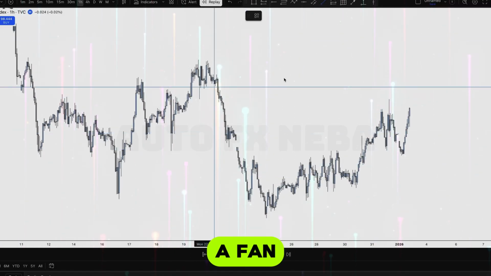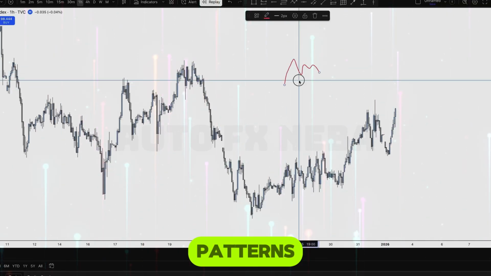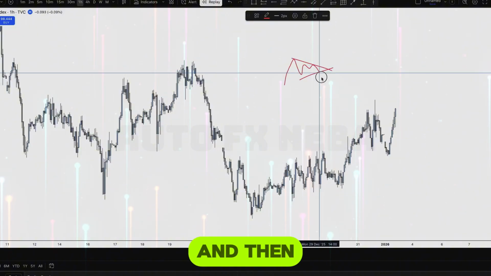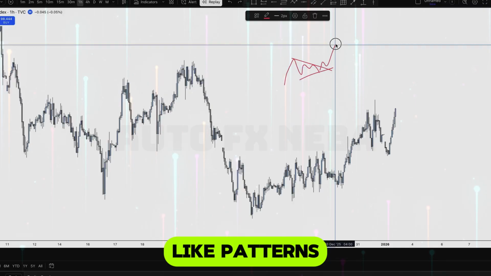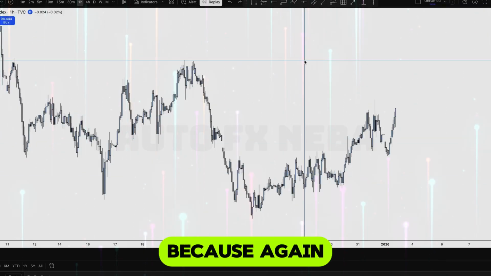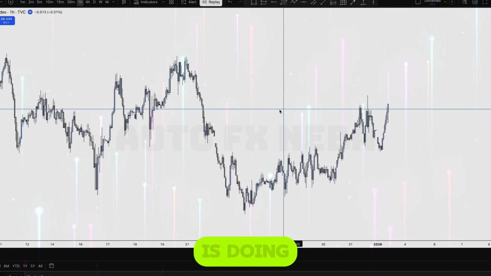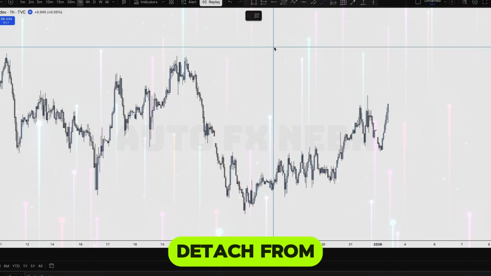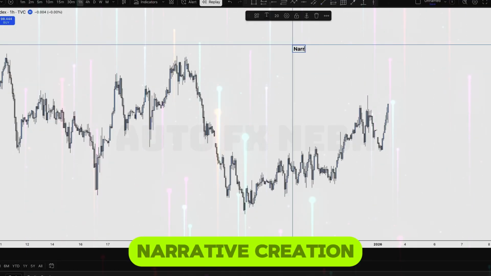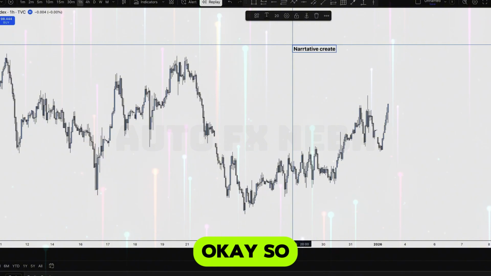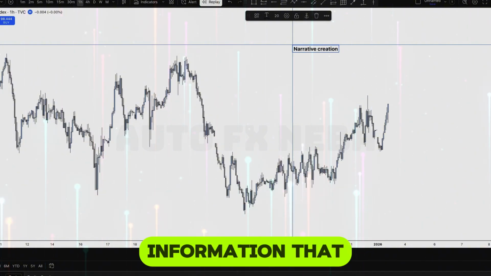So I am not a fan of patterns. For example, some people trade triangle patterns where you draw some lines on a chart and then you wait for a break and retest and sell or buy accordingly. I don't like patterns like this because, again, they are not tied into narrative or story or explaining anything about what price is doing. We want to essentially detach from the idea of pattern trading and instead focus on narrative creation, okay? So we are really looking to build stories from the market using the information that it's giving us.